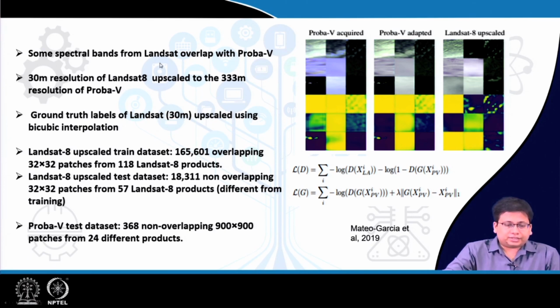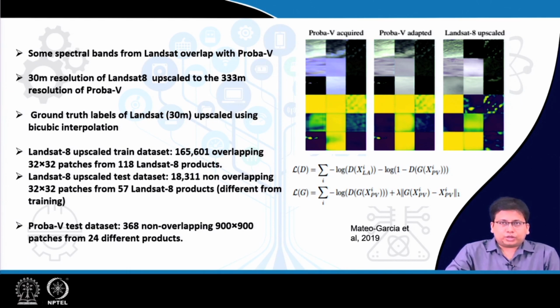Landsat has a higher resolution, about 30 meters per pixel, while Proba has a lower resolution, about 333 meters per pixel. So some kind of upscaling or coarsening of the Landsat images has to be done, and the ground truth also has to be upscaled accordingly. For that, bicubic interpolation is used.